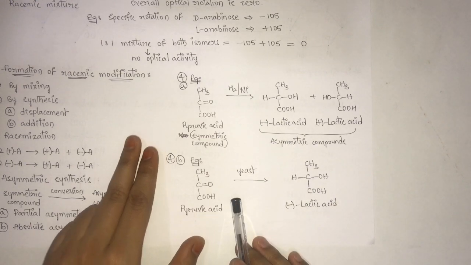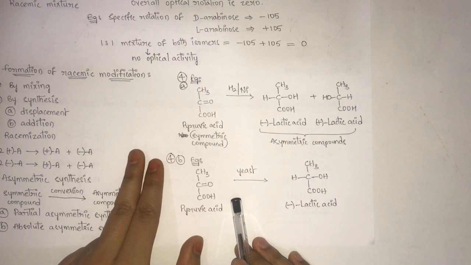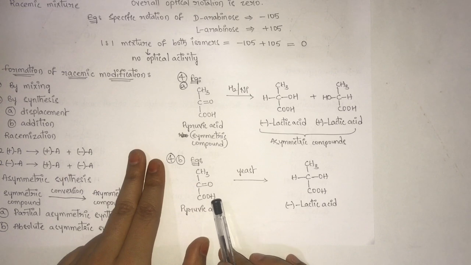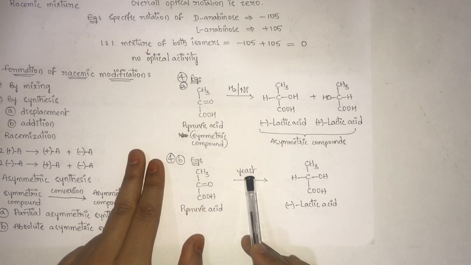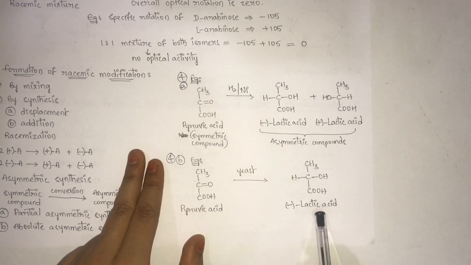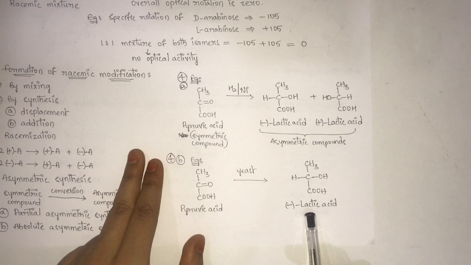Coming to the second type, absolute asymmetric synthesis. If your pyruvic acid is treated with yeast, then we will get only one isomer, minus lactic acid. So this is called absolute asymmetric synthesis.